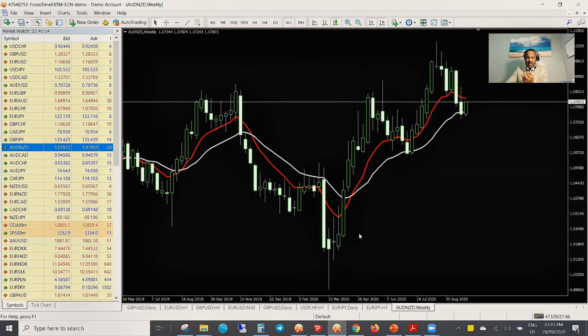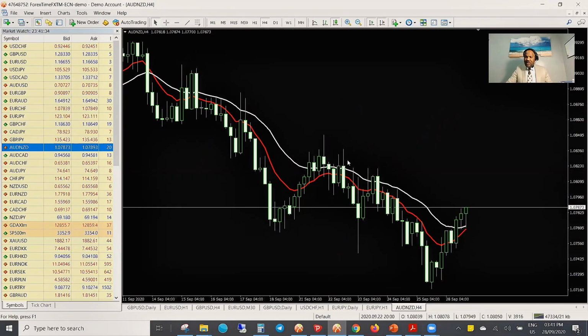W1 is the weekly chart, and it's been uptrend since the 15th of March this year. Is that okay? Now on H4, look at H4.